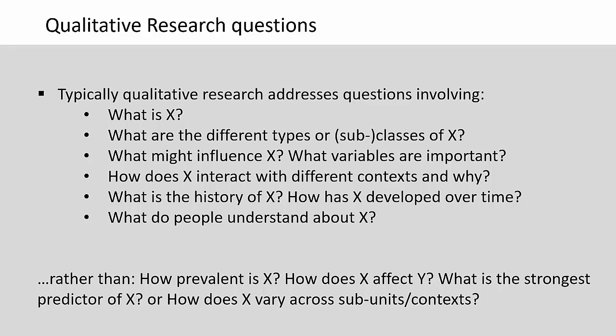What qualitative research won't help you answer are questions of how prevalent a particular condition is, or how one particular thing affects another, and why. So you can't do causality studies with qualitative research. You also can't do prediction studies or modeling studies. Those sorts of questions are not best answered by qualitative research. They are best answered by quantitative research.